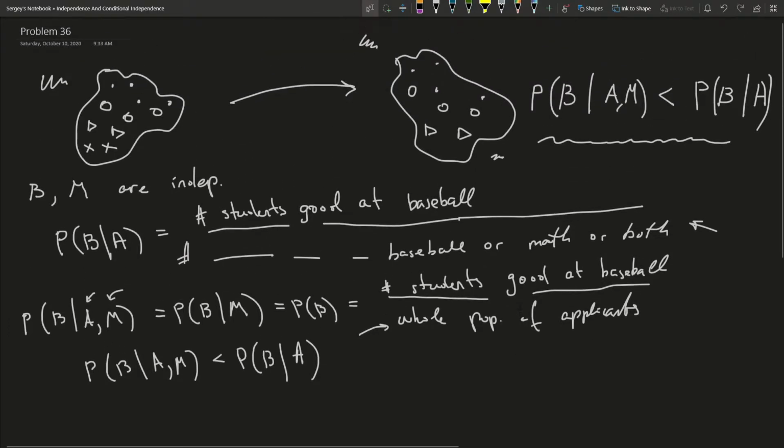behind why this is the case. It's because in one computation, we're considering our context is the whole population of applicants, whereas in the other computation, our context is just the number of people who are good at baseball, math, or both, which is a smaller number of people. So that probability here, probability of B given A, becomes larger than the probability of B given A and M.